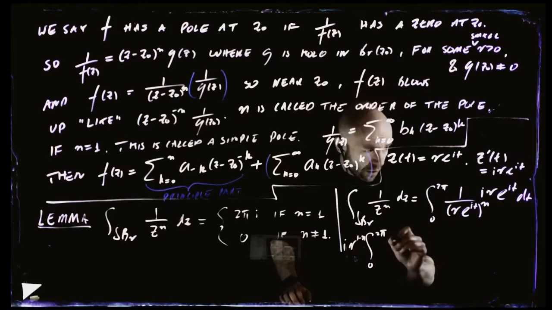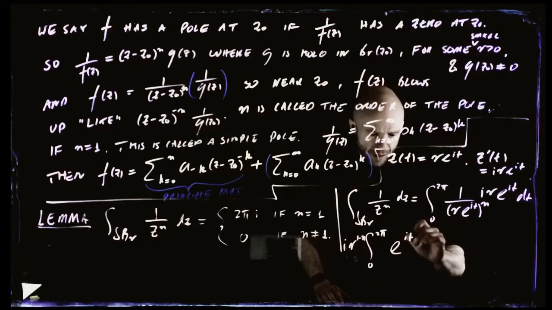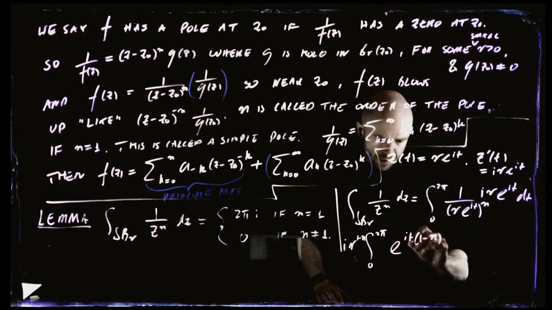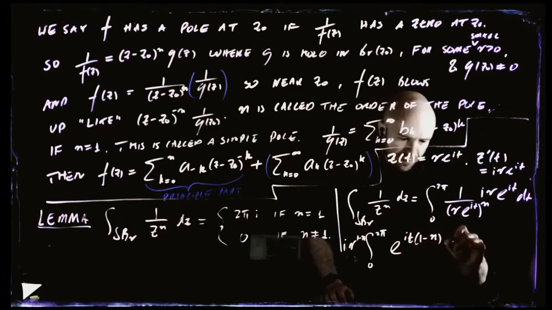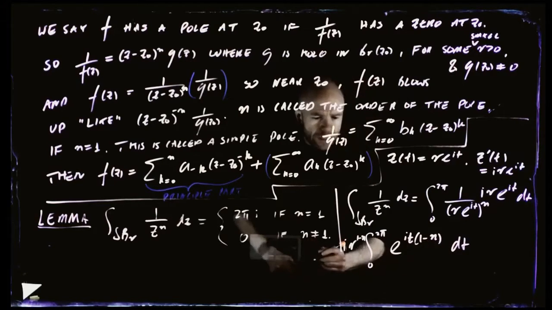Then we have just e to the it to the power of 1 minus n. So 1 minus n like this, dt. This is what we have. Everybody happy? Yeah? Let's continue it down here.